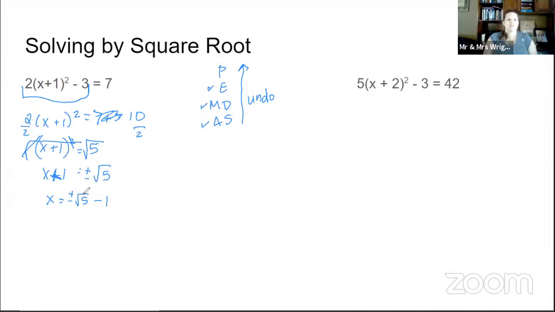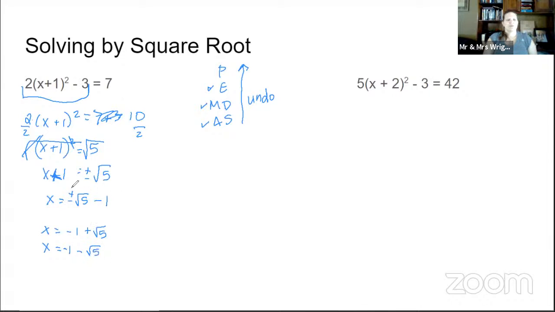Now let's get this radical second, and I can go ahead and break this up into my two answers. x equals negative 1 plus radical 5, and x equals negative 1 minus radical 5. So those are my two answers.